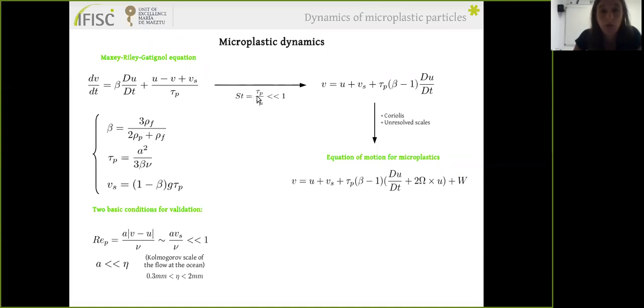So then we can look, let's say, only at the Stokes time, and because we have from the first condition that the radius of the particle is much smaller than the Kolmogorov scale, this condition is fulfilled, and then we do a Taylor expansion around the Stokes number. Then we find this new approximation in which we add the Coriolis term and the unresolved scales, for which we can also look at whether they are negligible or not for the dynamics. Then we finally find this complete equation, for which we are later going to analyze which terms are relevant and which not.